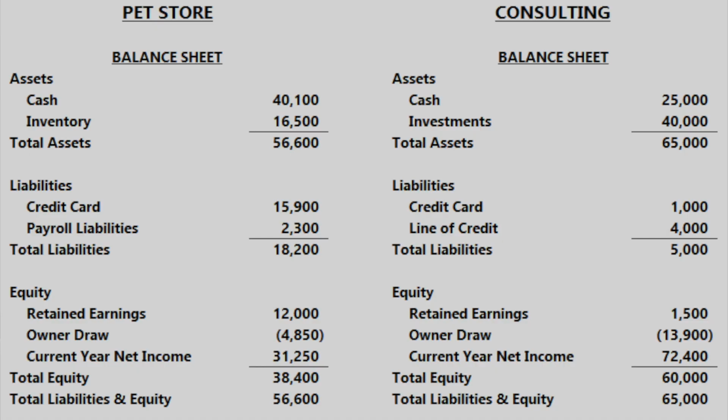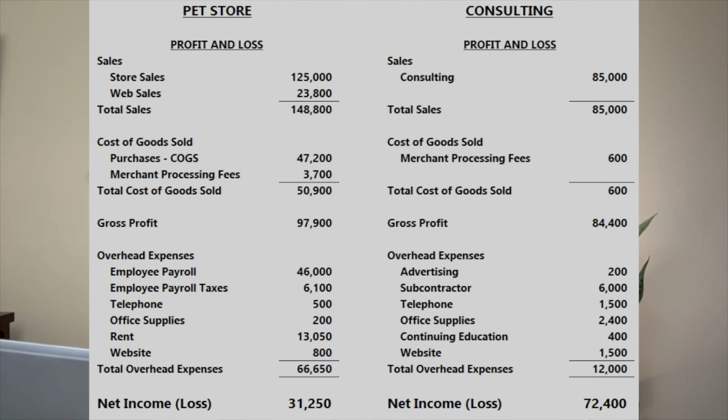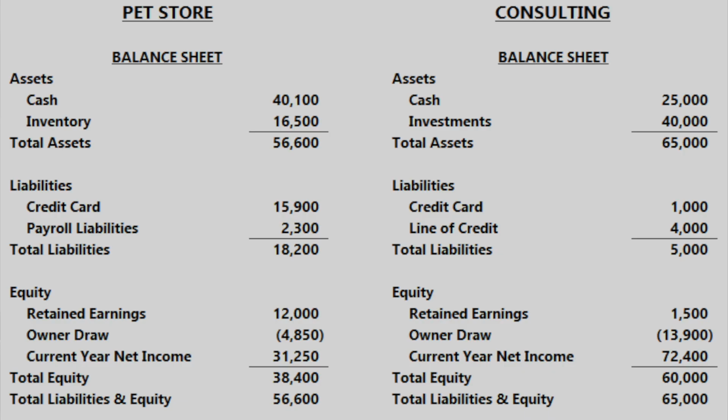Regardless of entity type, most financials look similar, with the exception of the equity section. The reason for that is that depending on the entity type, the return of capital, owner draws, or owner distributions are all handled differently. This example is showing the financials for a pet store business and a consulting business, both of which are sole proprietorships.